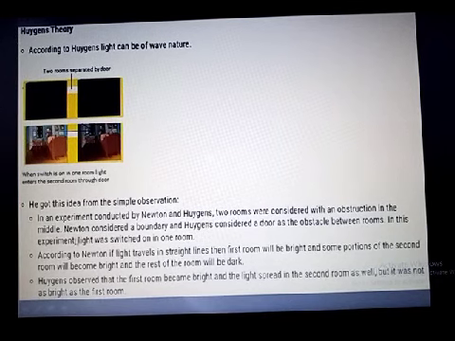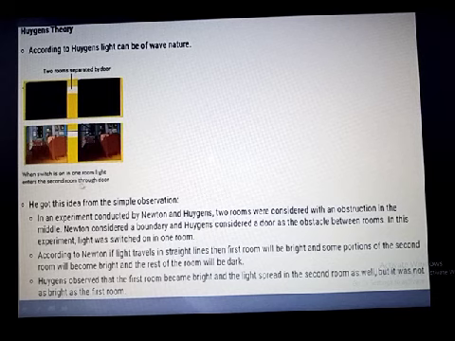In this experiment, the light was switched on in one room. When the switch is on in one room, the light enters the second room through the door. According to Newton, light travels in a straight line, so the first room will be bright, and the second room also gets some amount of light.